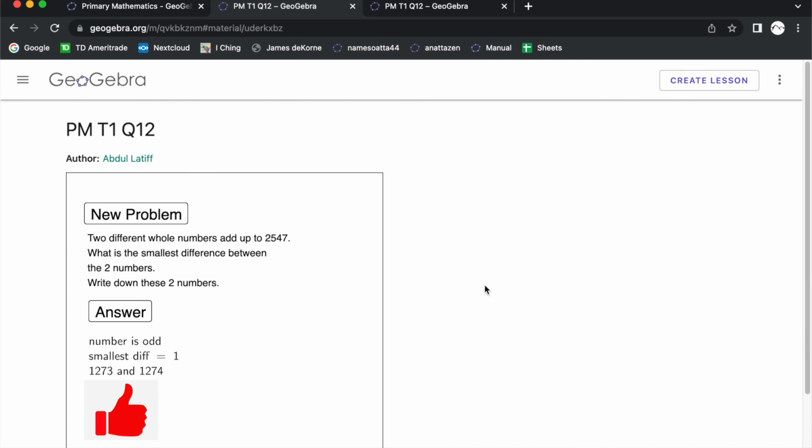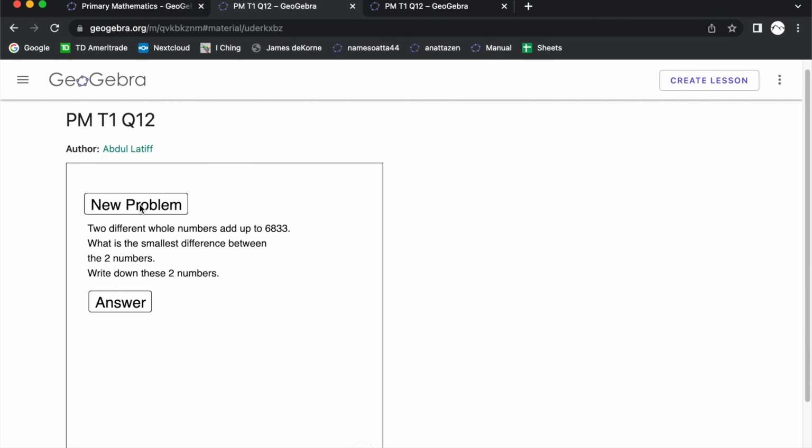So for your practice, go to the link that is given below. Click on the new problem button. You will notice that these numbers will alternate between odd and even. So try out both cases and make sure that you know how to solve this problem all by yourself.